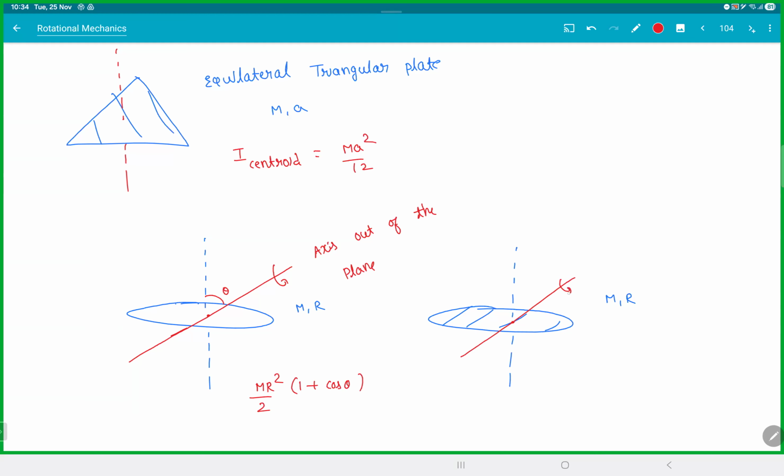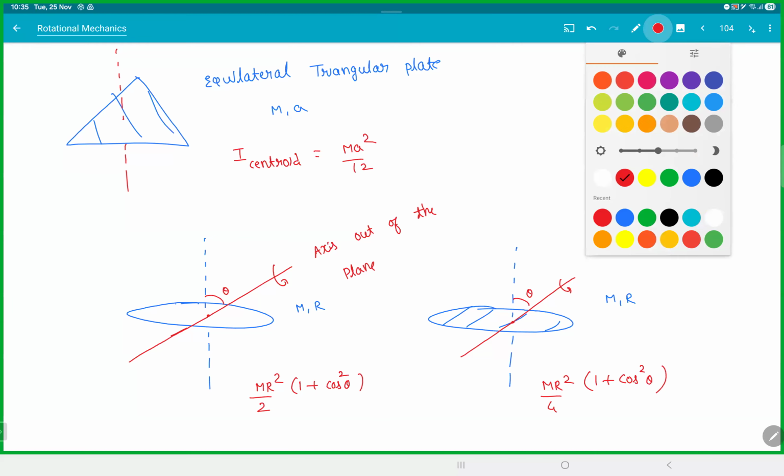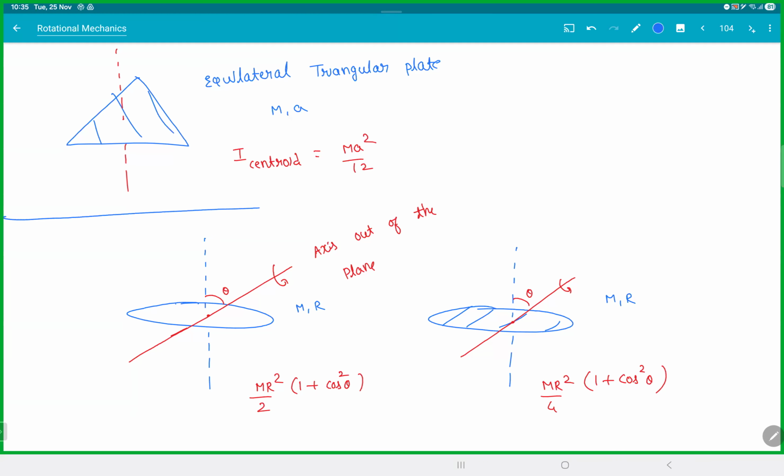So this is not perpendicular. This is not in the diameter. Mr square by 4, 1 plus cos square theta. So mostly these two results, they shouldn't ask you, but just in case.